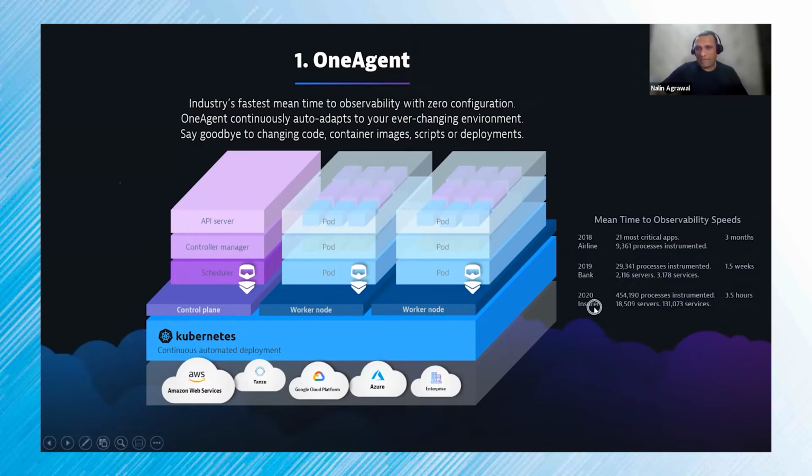This is one example from one of our largest insurers, where we were able to monitor their 18,000 servers in just 3.5 hours. All we had to do was push the one agent to all their systems, whether it is Kubernetes, traditional infrastructure as a service, platform as a service, or function as a service. Whatever they were using, we were able to push those and discover all of these components. So this is the value add of having one agent with absolutely no configuration required.